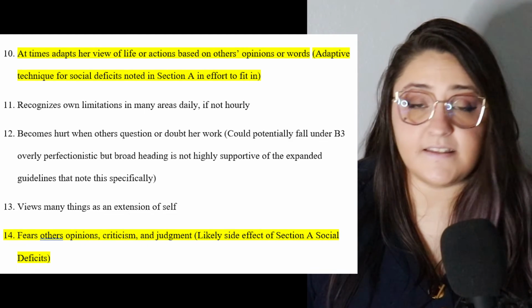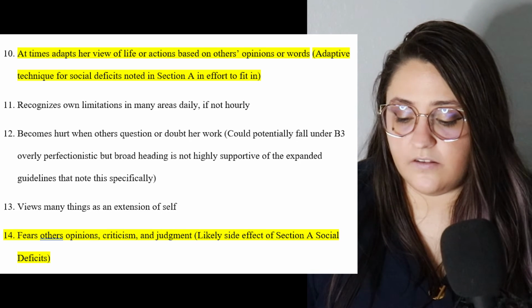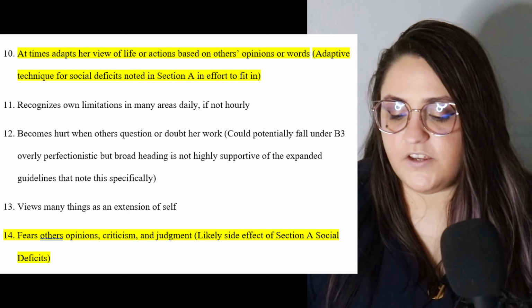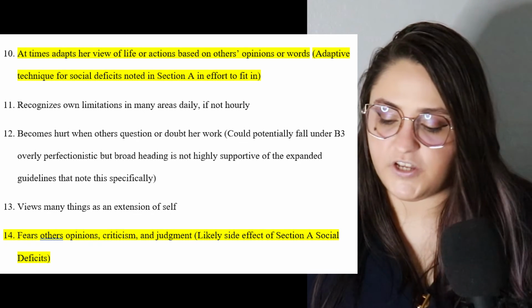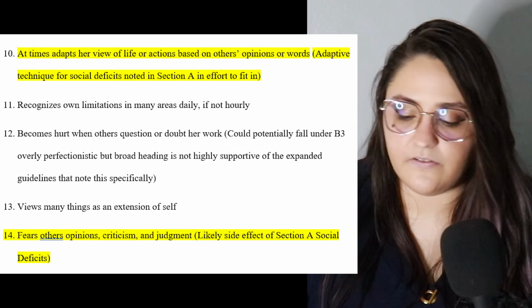Views many things as an extension of self, again, not in the criteria. Fears others' opinion, criticism, and judgment, again, put this one as yellow. Section A social deficit side effect.